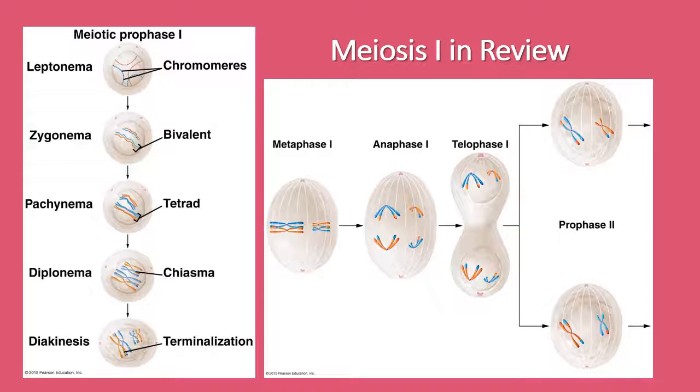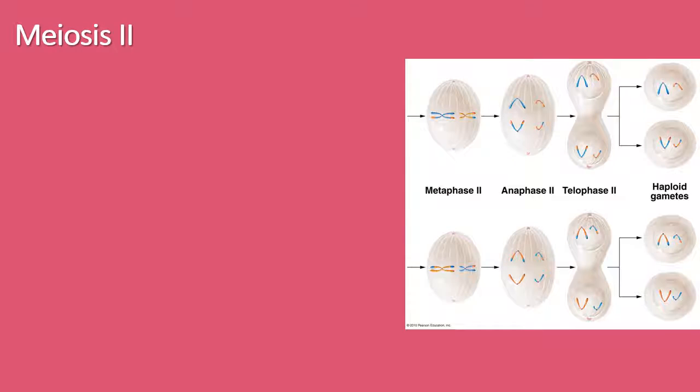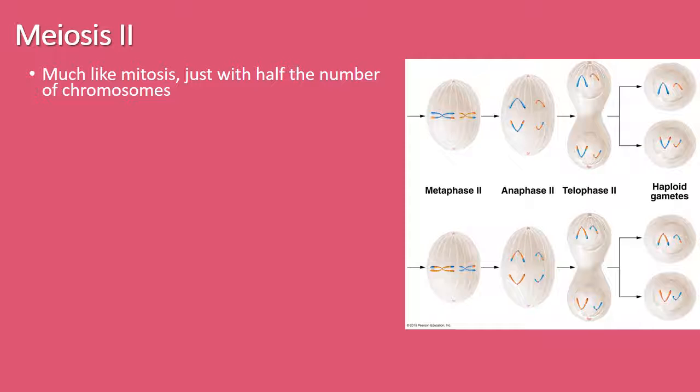Okay, so this is just showing you meiosis 1 in review. So you have the 5 stages of prophase 1, and then metaphase 1, anaphase 1, telophase 1. And then now we're going to go into meiosis 2, which starts with prophase 2. So meiosis 2 is almost identical to mitosis. The only difference here is you have half the number of chromosomes. So instead of 46 chromosomes being separated at their centromere, the sister chromatids being separated, now you only have 23.